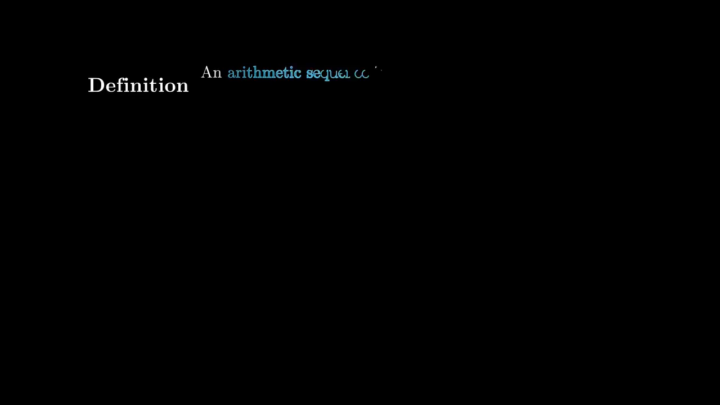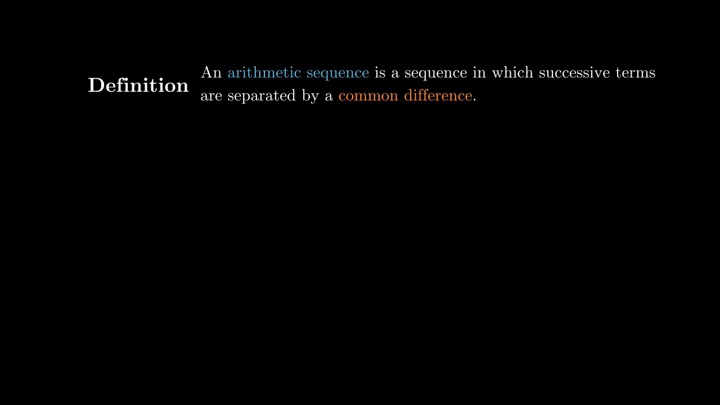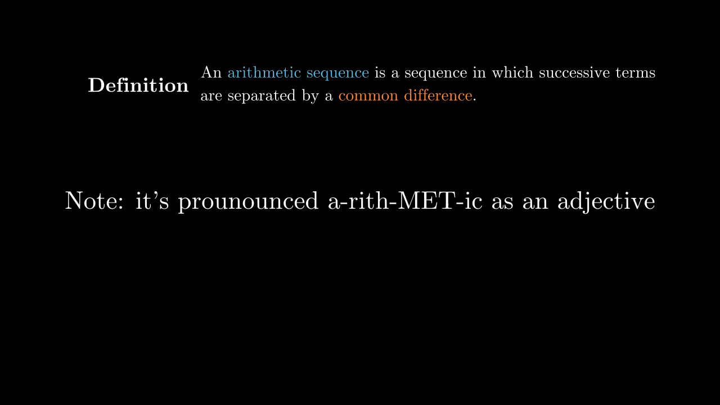As usual, we'll begin this lesson with a fairly simple definition, this one adapted from Wikipedia. An arithmetic sequence is a sequence in which successive terms are separated by a common difference. And just as a note, because I know some people are already thinking it, yes, it's pronounced arithmetic when talking about sequences. Arithmetic is a noun that refers broadly to number theory. Arithmetic is an adjective that describes the nature of something.